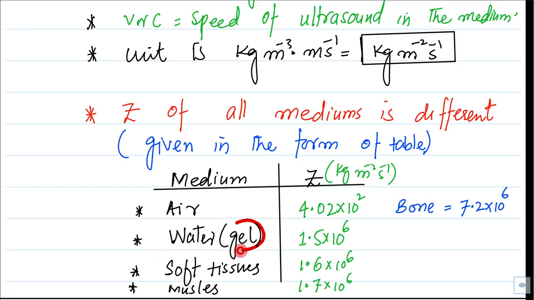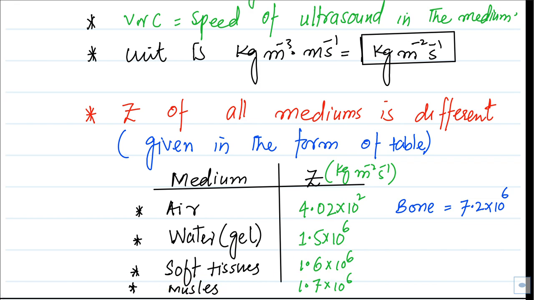In water gel, most of the time when we apply the ultrasound, it is not applied through air or any other thing on the skin. It is applied through a water gel. That water gel is basically liquid water, but its acoustic impedance is 1.5 times 10^6. Then there are soft tissues like the fat and skin. Their acoustic impedance is 1.6 times 10^6.